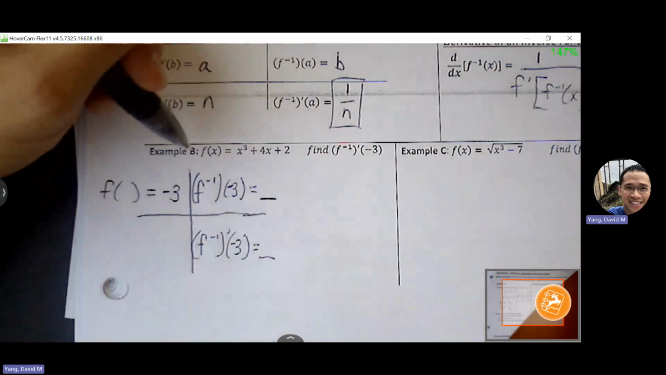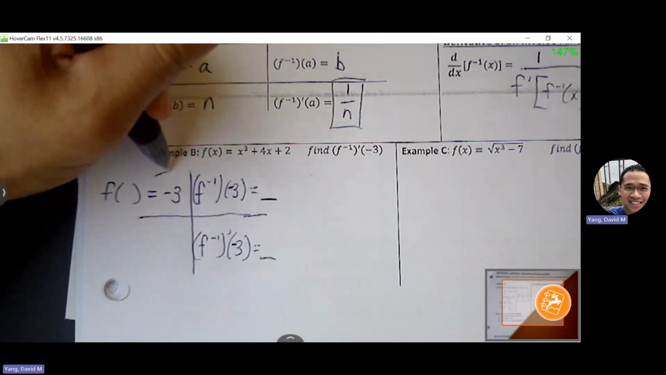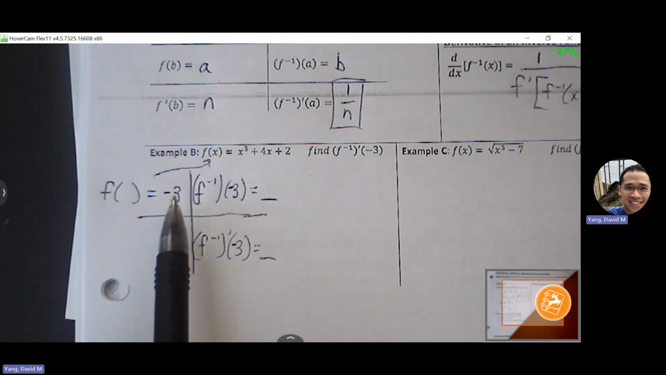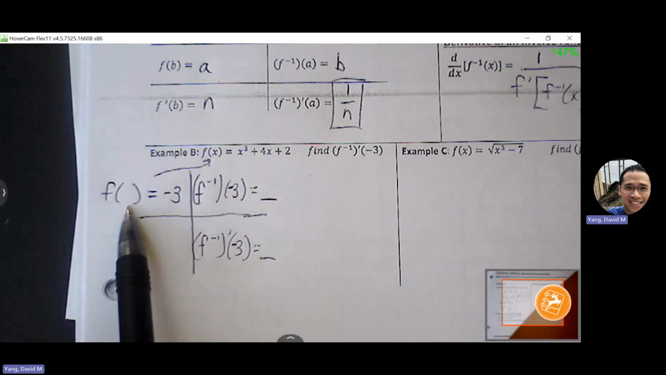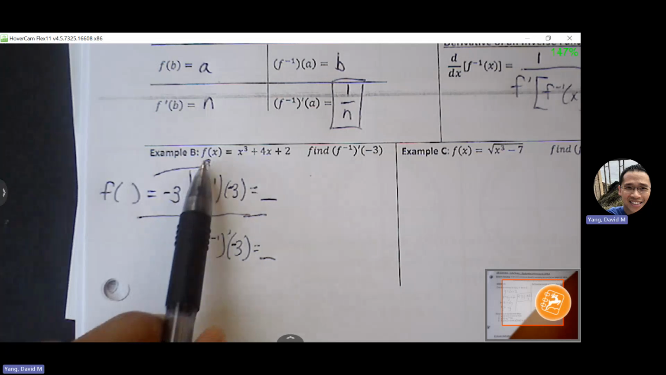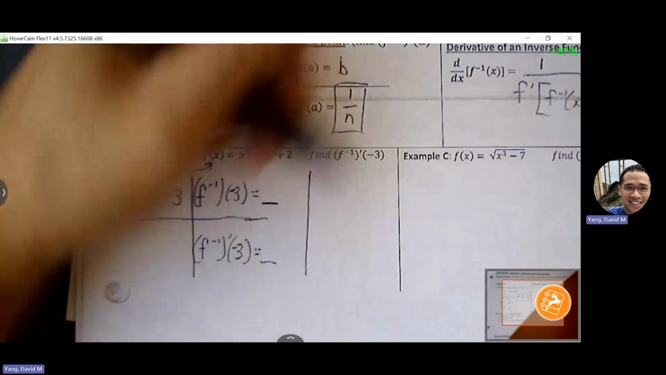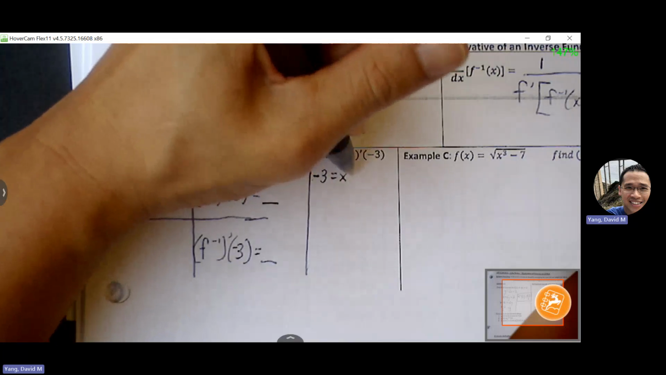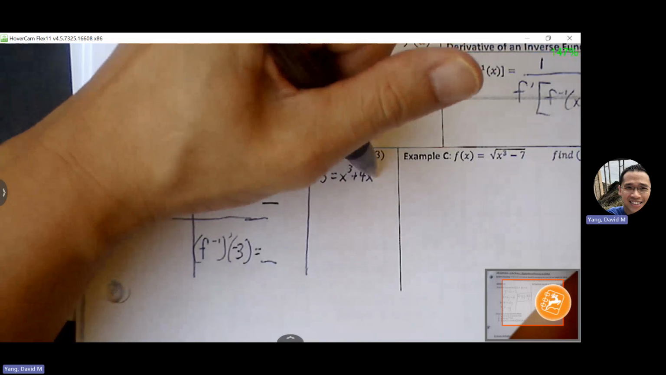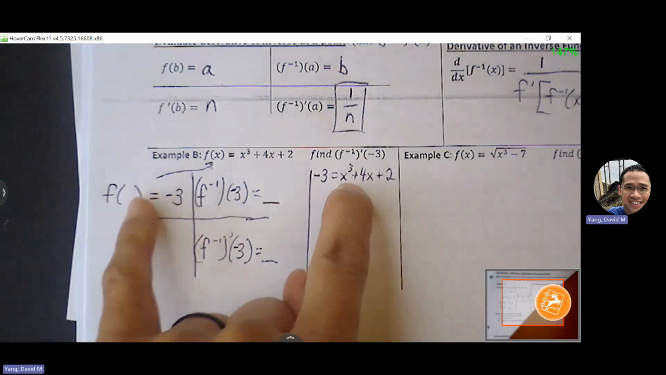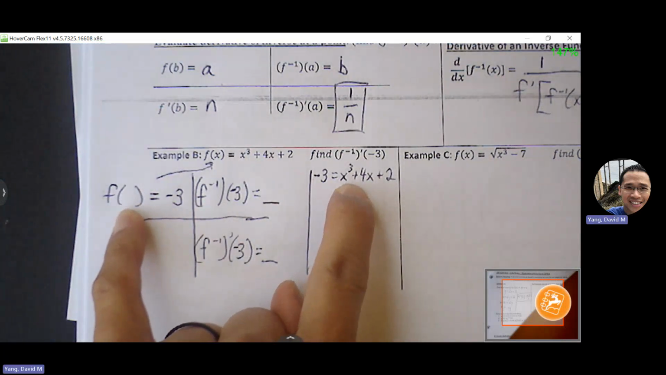Now, this is how we're going to move on. We have our function in front of us, so we can actually use this to help us find the x value of my function. What can I do with this -3? Set equal to the function. Okay, so I'm going to step to the side here and say -3 is equal to x cubed plus 4x plus 2. And we're going to work backwards to figure out what the x value of my original function is.